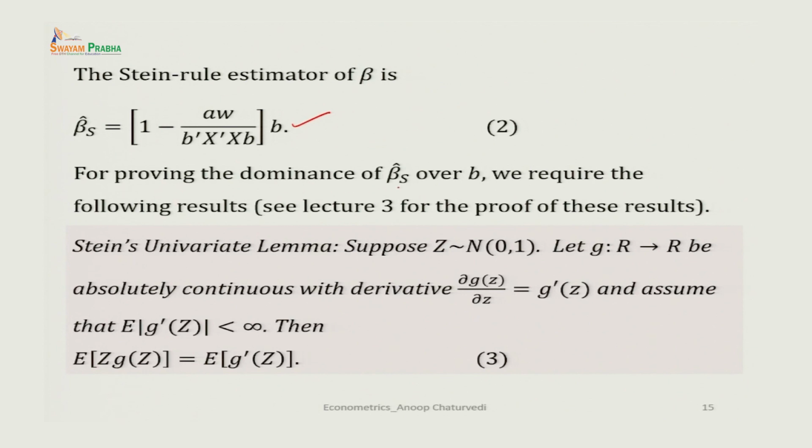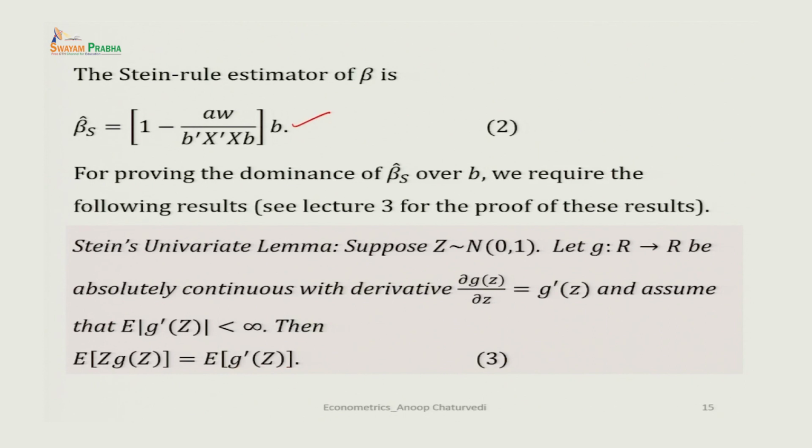Now, for proving the dominance of beta hat S over b, we require the following results. Actually, we have already proved these results in lecture 3, when we were discussing the multivariate normal distribution. Stein's univariate lemma: if Z follows normal 0, 1, G is a function from R to R, and G is absolutely continuous with derivative G dash Z, and we assume that the expectation of mod G dash Z is finite, then the expectation of Z G Z is equal to the expectation of G dash Z.